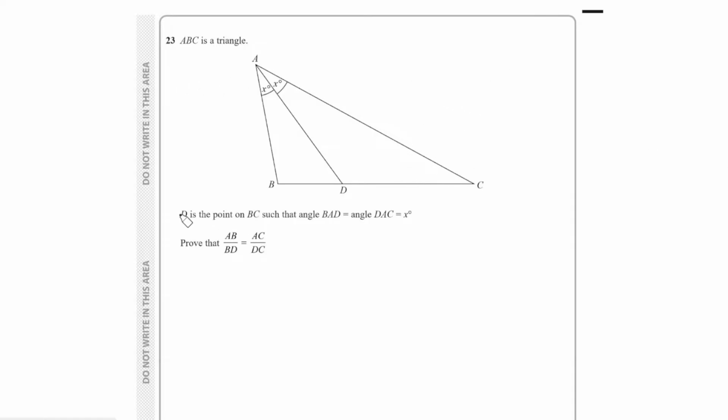So we've got obviously a triangle. D is the point on BC such that the angle BAD is equal to x, and the angle DAC is equal to x. They're both equal to x, they're both the same exact angle. Prove that you can create this equation. So we obviously need to create an equation, but we've got 2 triangles, haven't we?